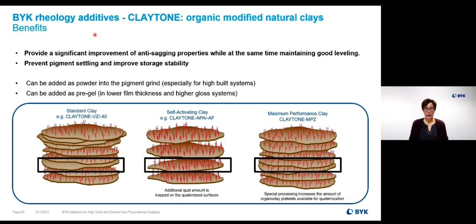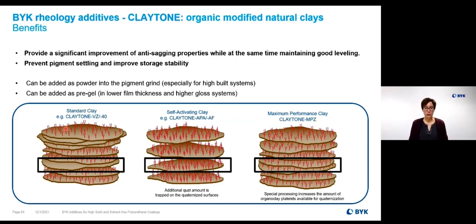Let's come now to the Claytone, or our organic modified natural clays. Also, these products provide a significant improvement of anti-sagging in our coating. They give a good anti-settling, and they help to improve our storage stability. We can add these products in powder form during the pigment grind, especially when we talk about high film build systems. And you can prepare a pre-gel for lower film thickness systems and for high gloss systems, so that you do not have any bad incorporation or any influence on the gloss.